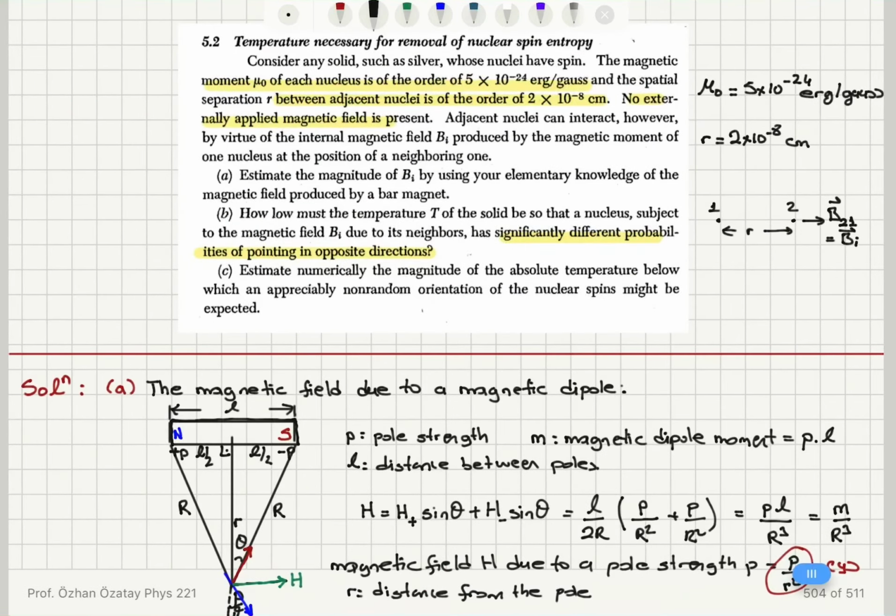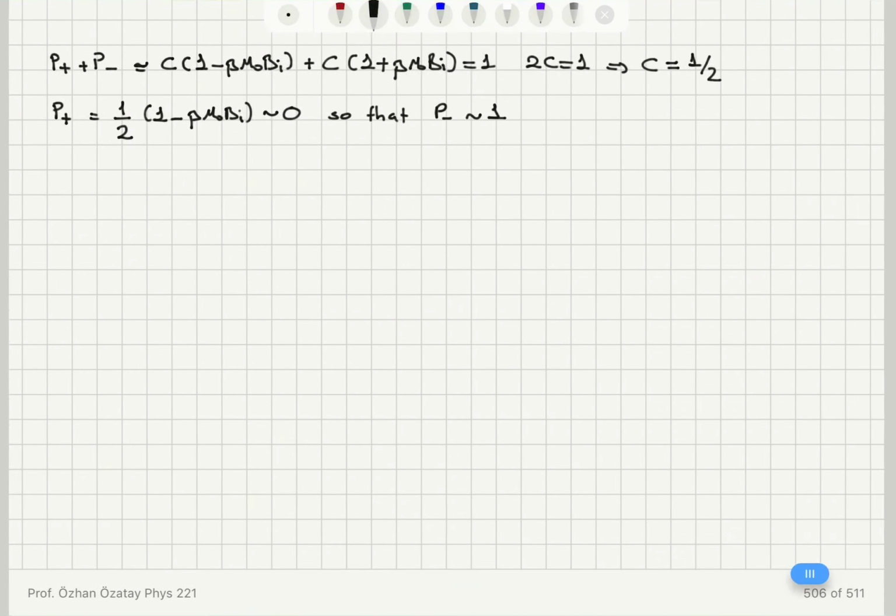Why am I doing this? Because I want to have significantly different probabilities. That's my aim.